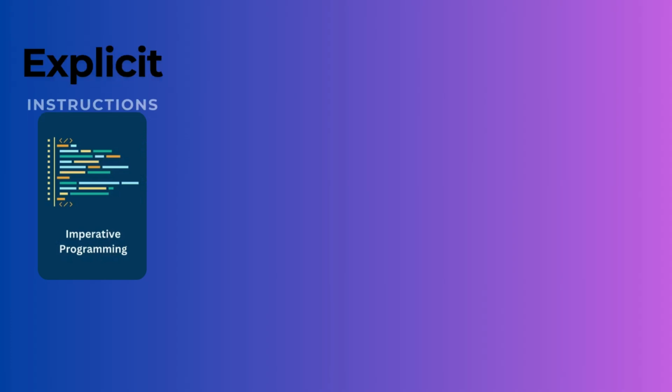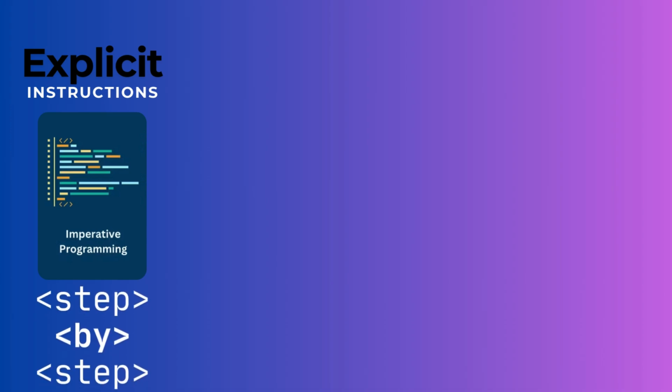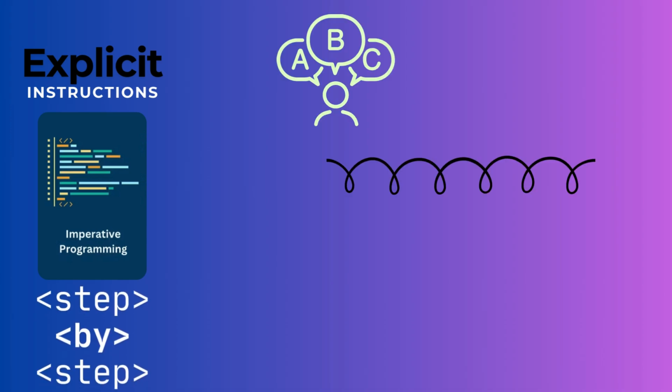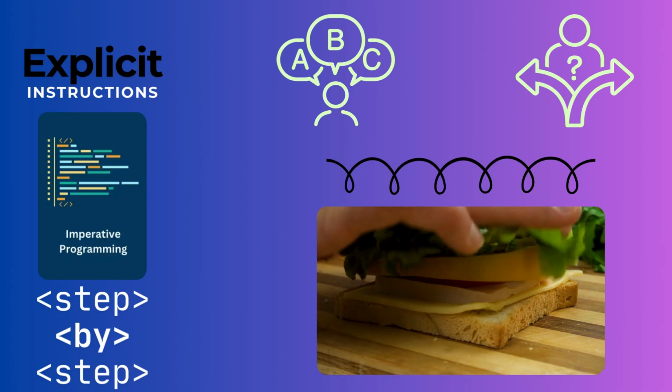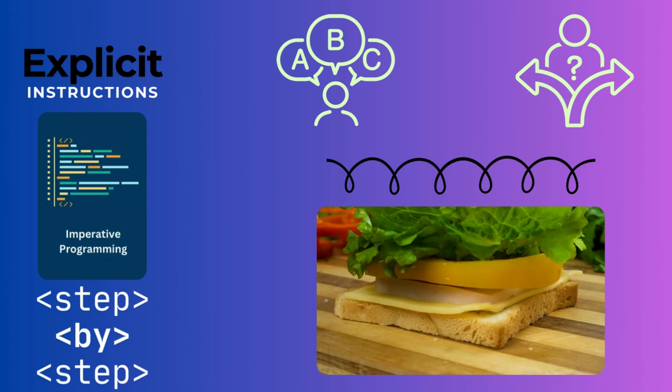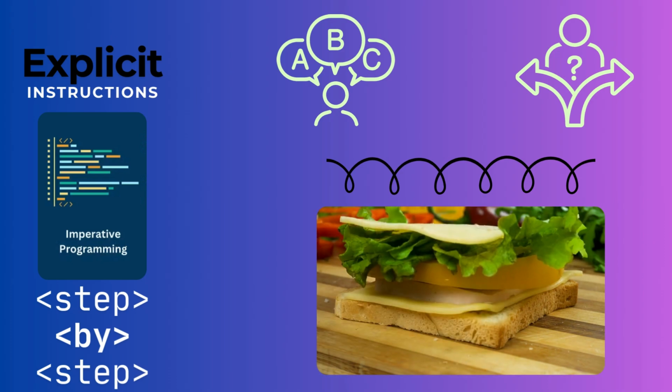Imperative programming focuses on giving the computer explicit instructions step by step. It relies heavily on variables, loops, and conditional statements. For instance, if you have to make a sandwich, you'd say, get bread, get cheese, put cheese on bread, and so on and so forth.